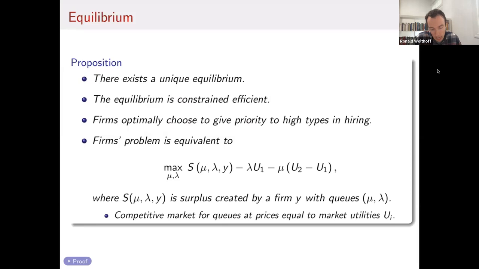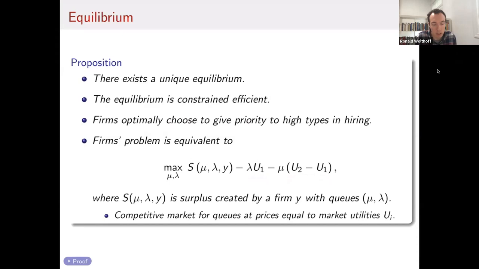And if you rewrite the firm's problem in the usual way, where you substitute the market utility constraint into the objective function, you can show that the firm's problem is equivalent to this, where S is the amount of surplus created by a firm of type Y attracting Qs, M and lambda. And what we subtract from that is basically the cost of attracting those Qs. If you want to attract a worker, you better give him at least the market utility of a low type. If you want to attract a high type worker, you need to give him a little bit extra, the market utility of a high type. So from this formulation, you can see the firm's problem is basically equivalent to the one in a competitive market for Qs at prices equal to the market utility. So that gives us the efficiency result. This is fairly standard.